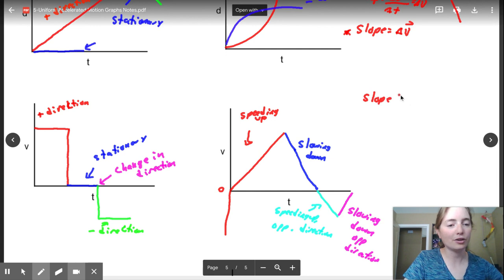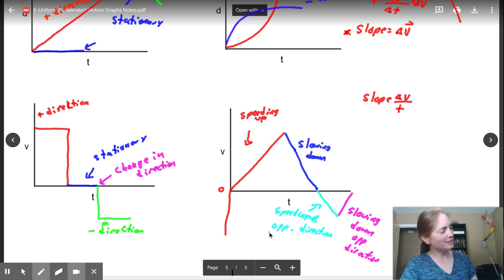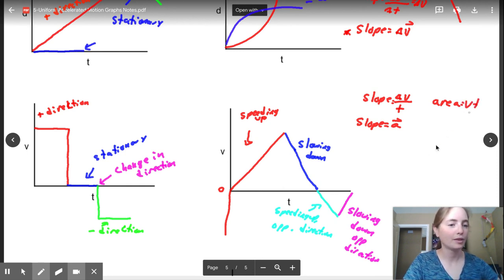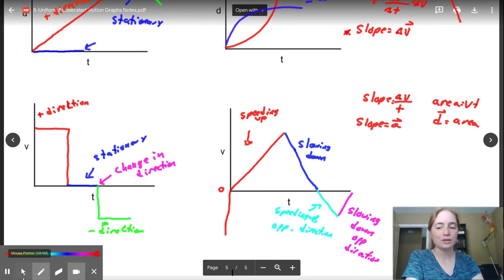Now, as we talked about earlier, we got slope and area. So on this, our slope is going to equal velocity over time. What does velocity over time equal? Acceleration. Okay. Let's look at our area. Well, velocity times time. What's velocity times time? Displacement. Okay, or distance if it's going to be scalar.